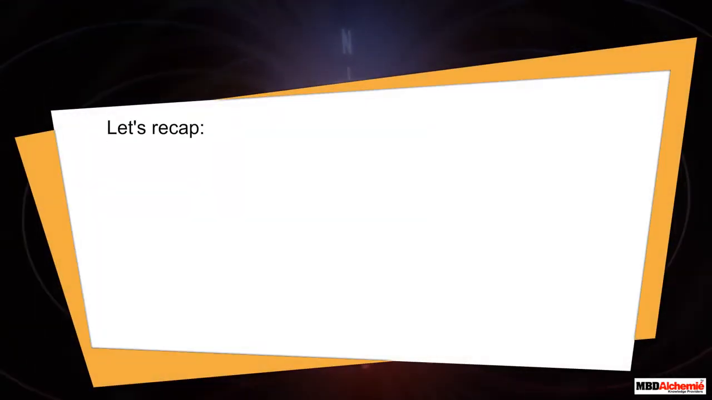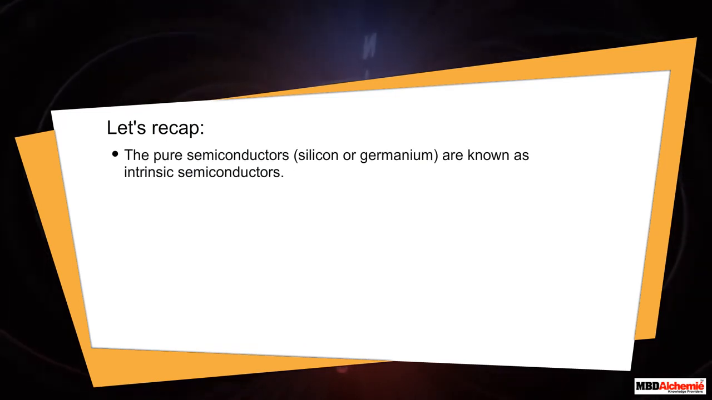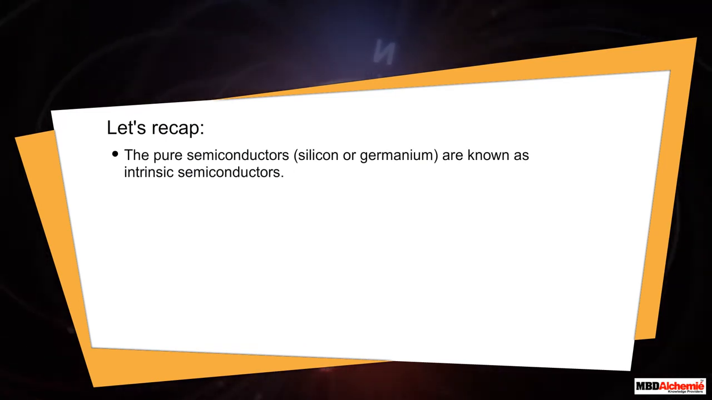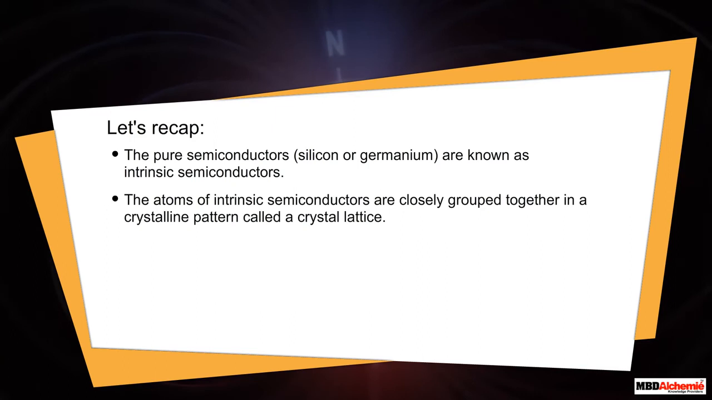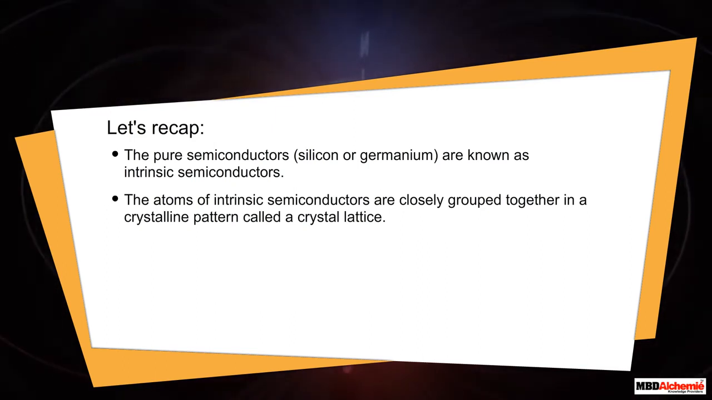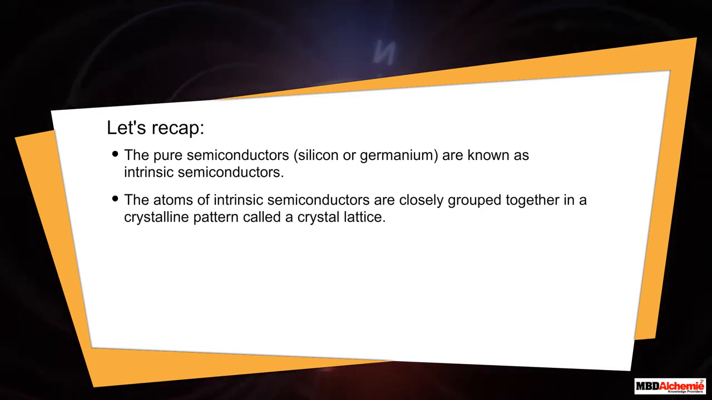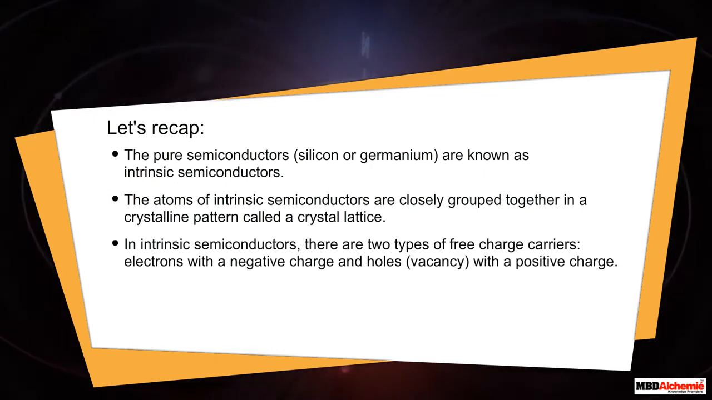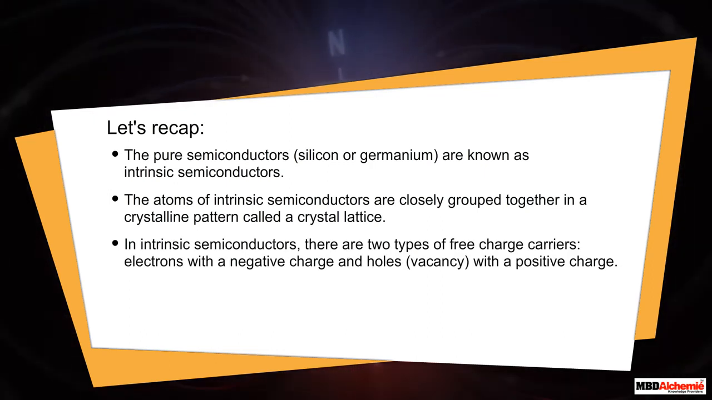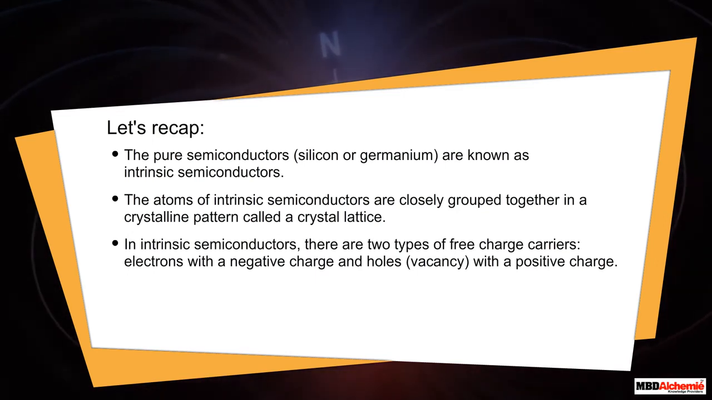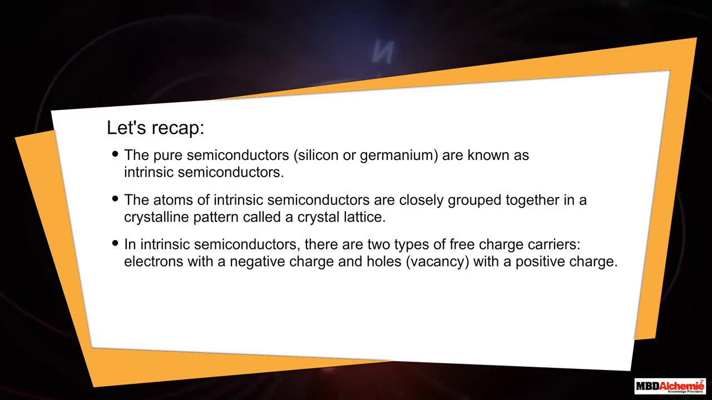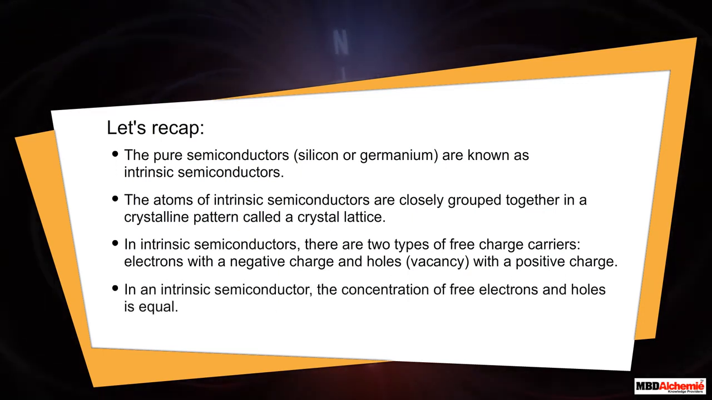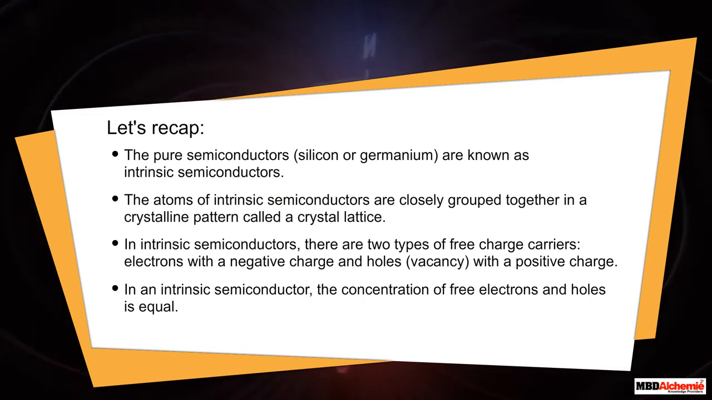Let's recap. The pure semiconductors, silicon or germanium, are known as intrinsic semiconductors. The atoms of intrinsic semiconductors are closely grouped together in a crystalline pattern called a crystal lattice. In intrinsic semiconductors, there are two types of free charge carriers: electrons with a negative charge and holes, vacancy, with a positive charge. In an intrinsic semiconductor, the concentration of free electrons and holes is equal.